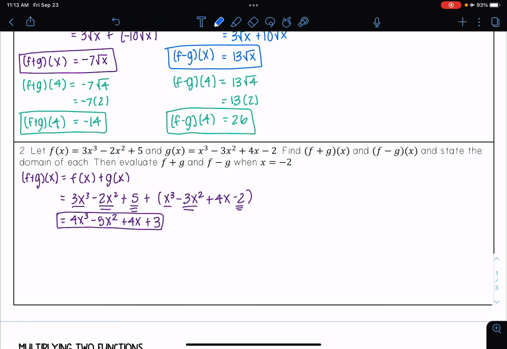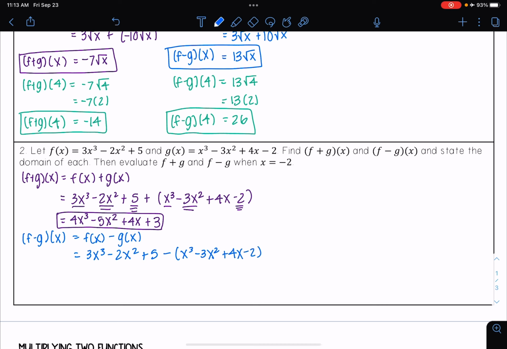Okay, now we're going to do the same thing, but we're going to do f minus g of x now. So f minus g of x is equal to f of x minus g of x. So I have 3x cubed minus 2x squared plus 5 minus x cubed minus 3x squared plus 4x minus 2. Now I'm subtracting this whole thing, so we learned with polynomials that I need to distribute that negative to each of those terms.